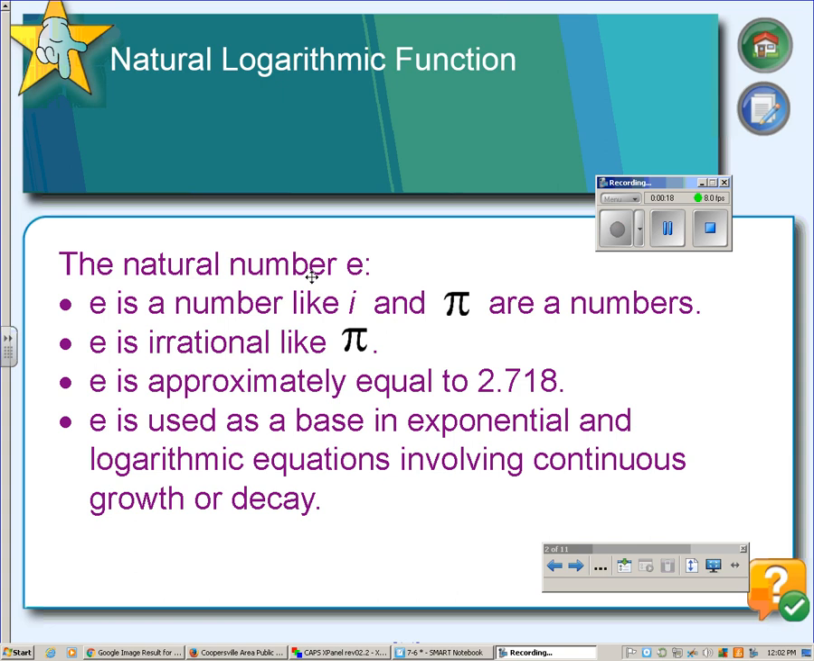So there is a number called e, and e is like i or pi in that it is a number. e is irrational like pi is, and it's approximately equal to 2.718. So e is used as a base in exponential and logarithmic equations that involve continuous growth or decay.